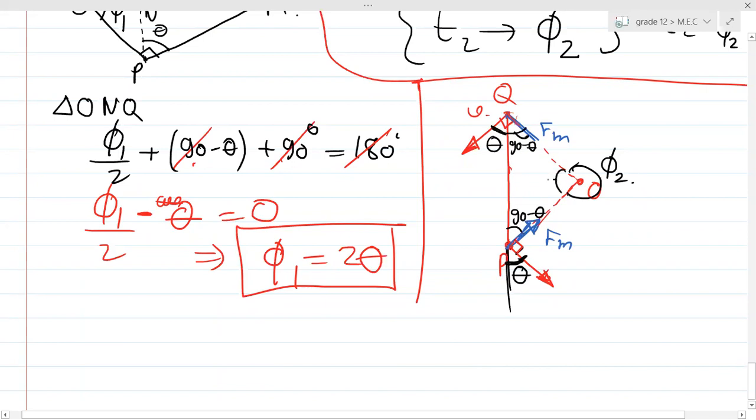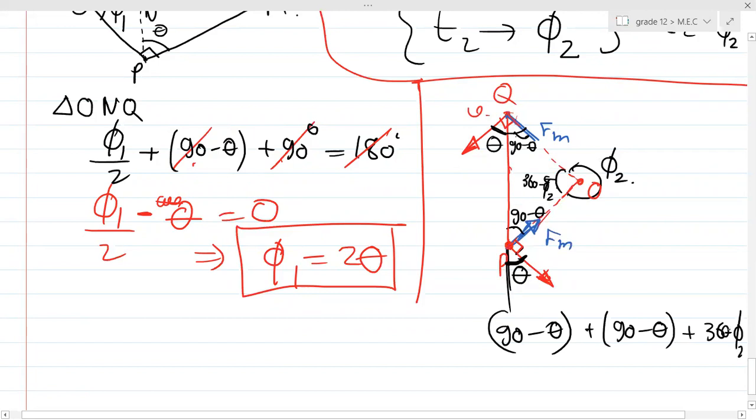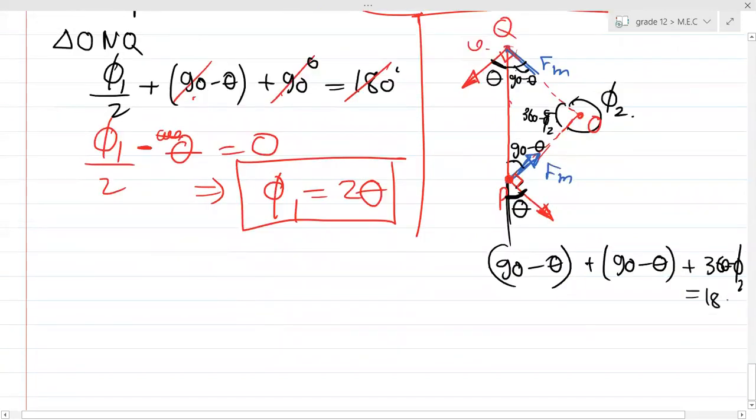And what should be this? This should be 360 minus phi 2. So can you see 1, 2, and 3, the three angles of a triangle: 90 minus theta plus 90 minus theta plus 360 minus phi 2 is equal to 180 degrees. Now can you see over here the 90s and 90 will get cancelled with this. So this will be minus of theta plus 360 minus phi 2 is equal to 0.